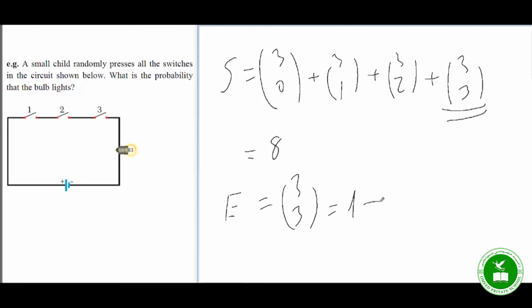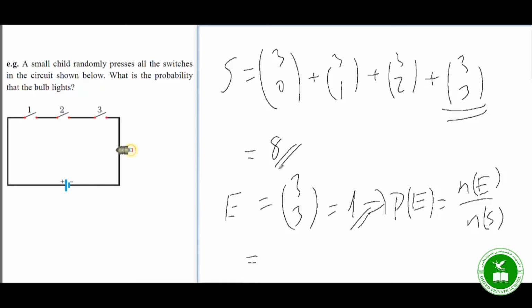So what's the probability for this event? The probability for this event is equal to the number of events over the number of sample space. The number of events is 1, as you see in here, and the number of sample space is 8, so 1 over 8. So what's the probability that the light bulbs are on? It's 1 over 8. It means from 8 cases, one of them is possible that the lights are on.